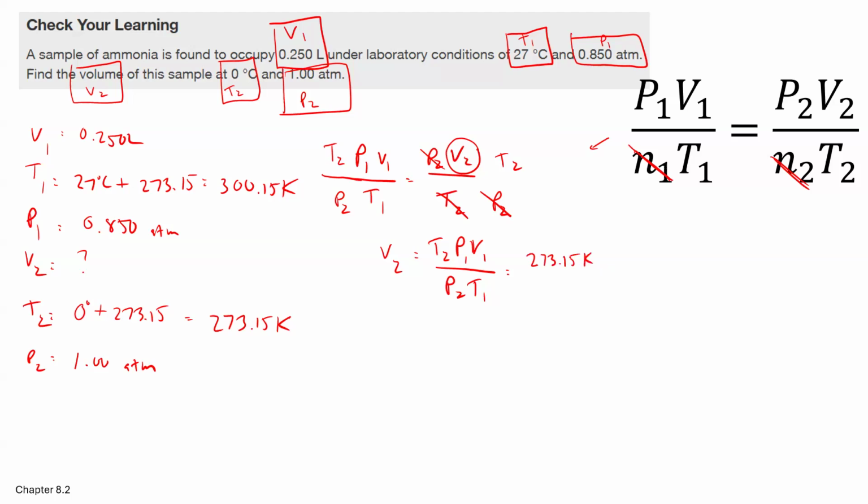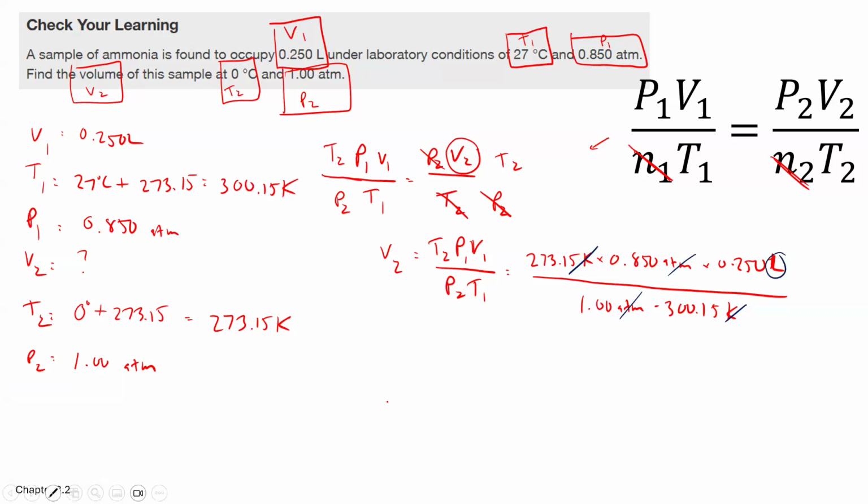273.15 Kelvin times P1, which is 0.850 ATM. V1 is 0.250 liters. All over P2, which is 1.00 ATM. T1, 300.15 Kelvin. Let's look at what cancels out. Kelvin cancels out, ATM cancels out. We're left with liters, which is exactly what we want.